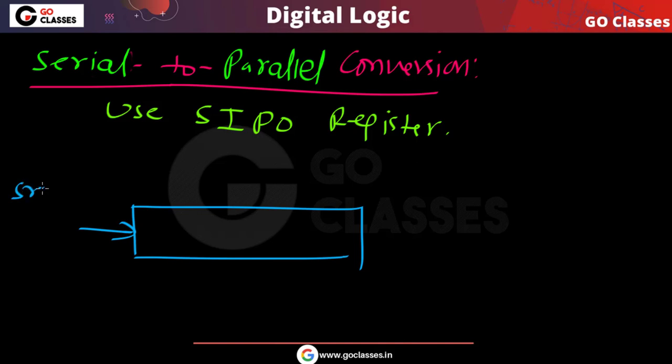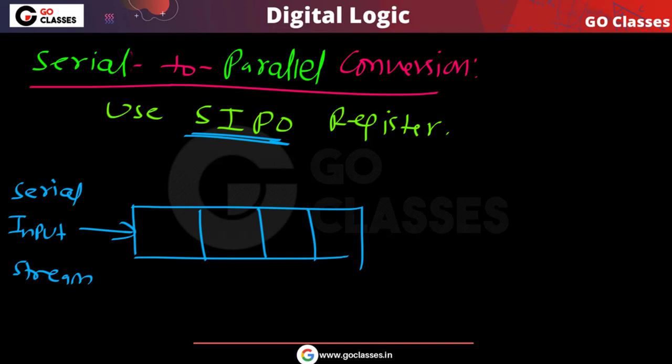This is your serial input stream. With this serial input parallel output register, the serial input stream will be stored in this register, and now you can access this data in parallel. So you can notice this is your serial input parallel output register.